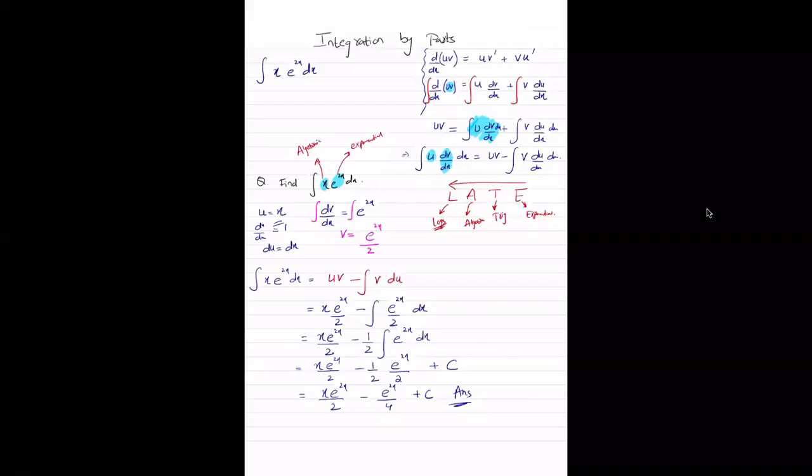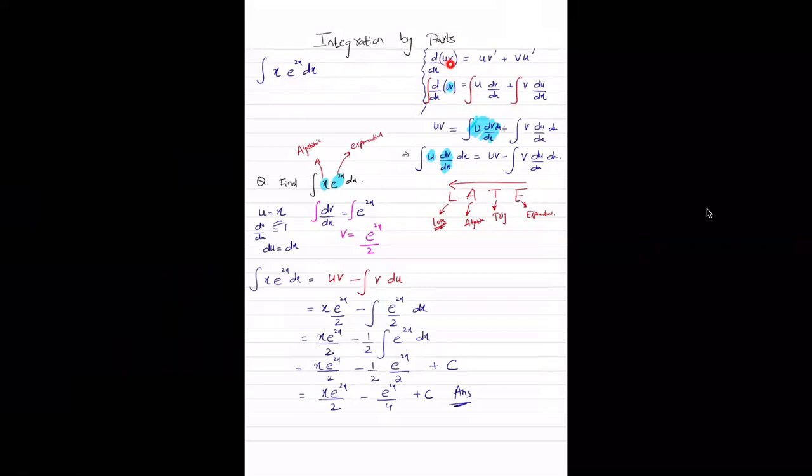Okay, I'm going to go over this once more. You were given two different types of functions, and the strategy that we are going to follow is integration by parts. What I explained right now was that the integration by parts formula is derived from the product rule of differentiation.